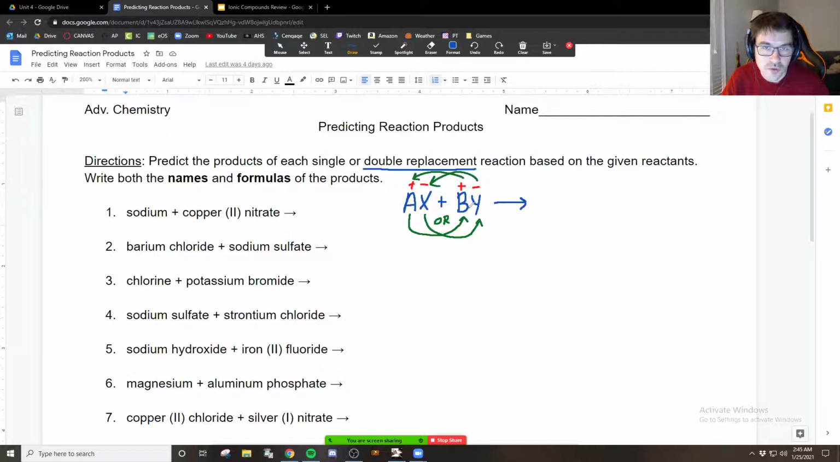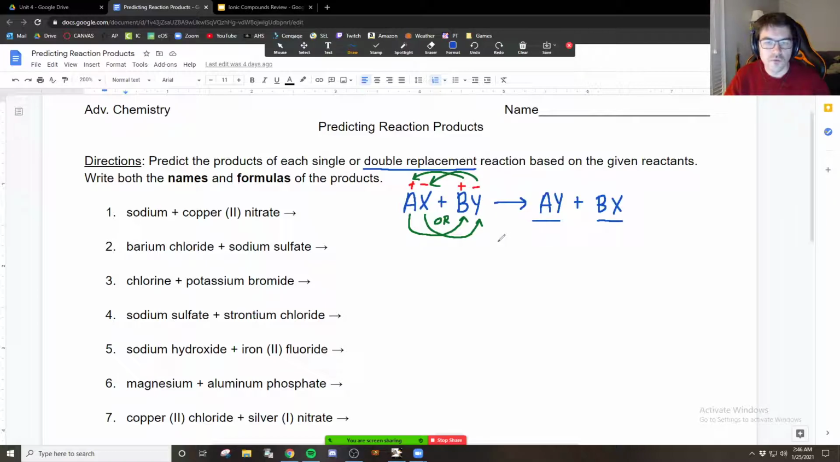If A swaps with B, swaps positions, swaps compounds, then A is going to be with Y, and B is going to be with X. Okay, these are the 2 new compounds that I have produced. All right. If X swaps with Y, then X is going to be with B, and Y is going to be with A.